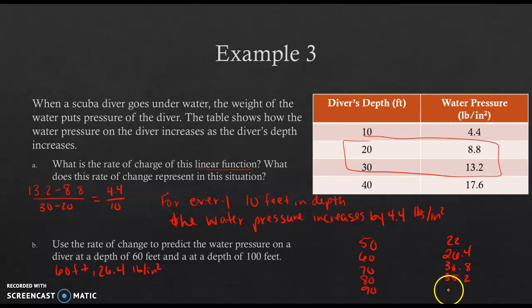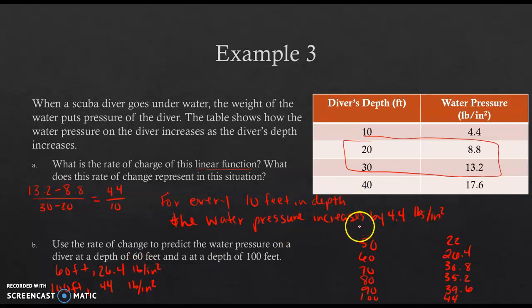90, if I add another 4.4, brings us to 39.6. And 100 would be, so 39.6 plus 4 would be 44. So 100 feet is 44 pounds per square inch.